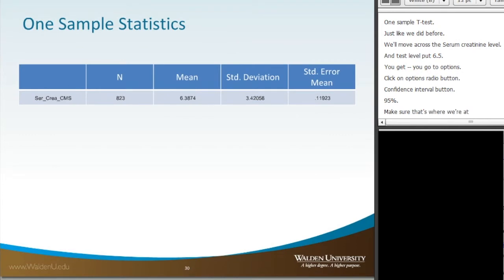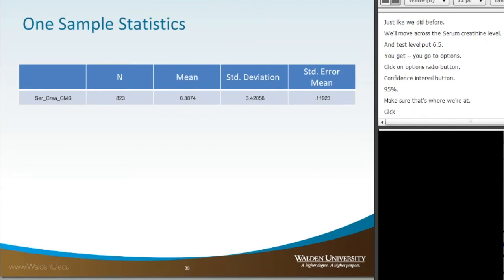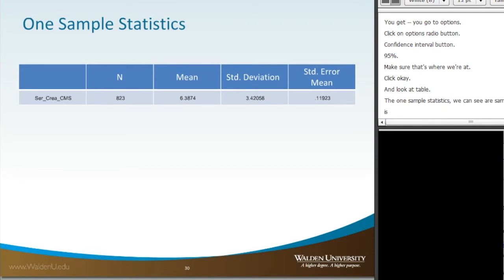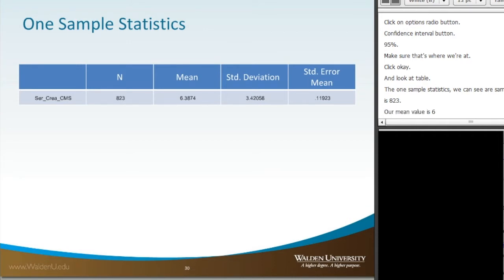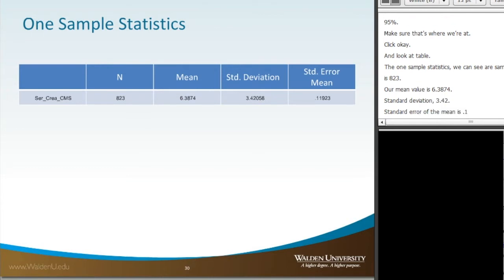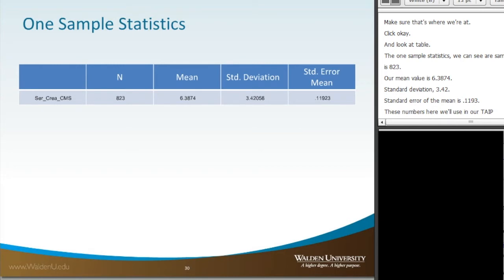And then we look at our table, the One-Sample Statistics. We can see our sample size is 823. Our mean value is 6.3874, standard deviation 3.42. Standard error of the mean is 0.11923. These numbers here we'll actually use in our APA style write-up. That's why it's important to take a look at this table as well.